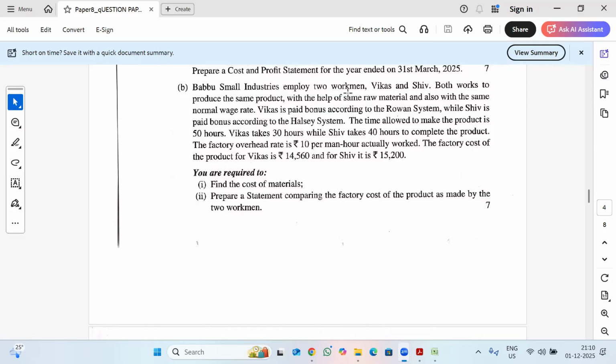So now we are going to discuss question number 2B. Babu Small Industries employ two workmen, Vikas and Shiv. This is a problem which we have in the study material.